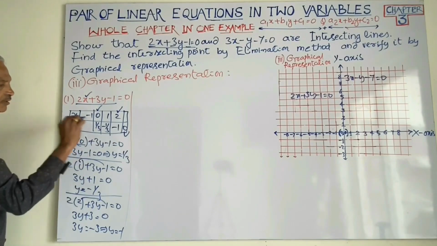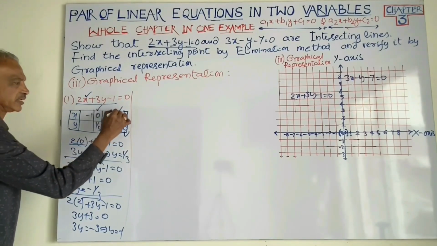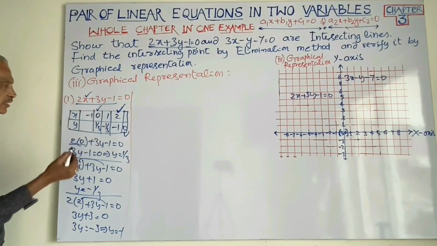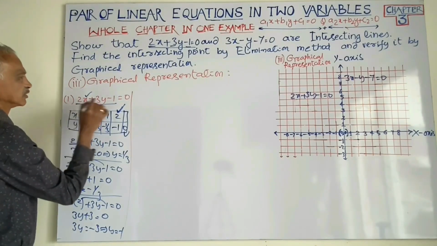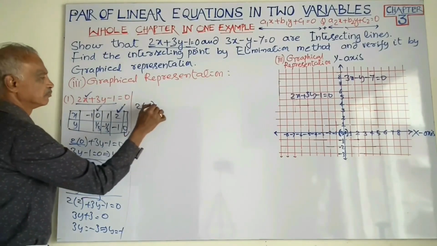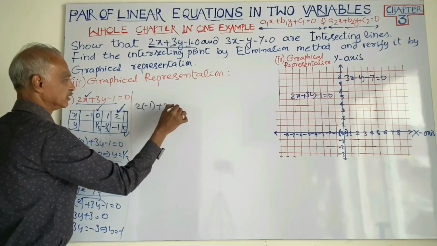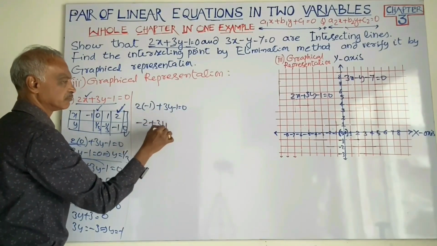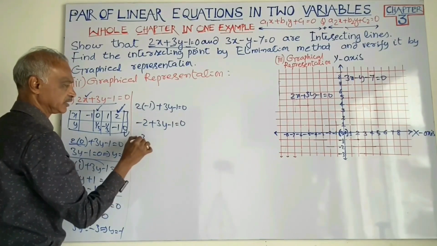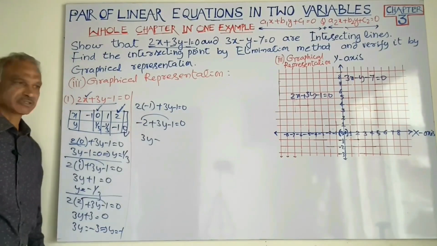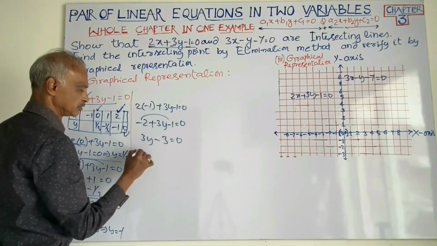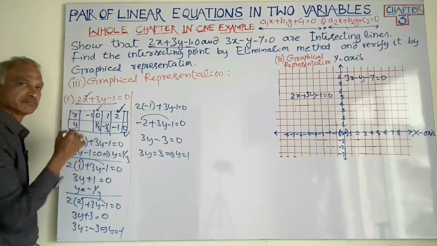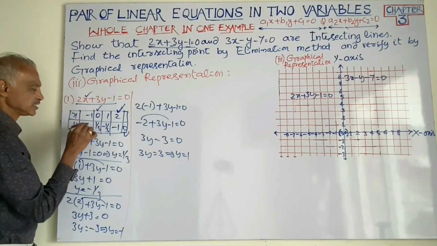There is no need to take that; you can take this point 2, minus 1, and 0, 1 by 3. You can take minus 1 and substitute: 2 into minus 1 plus 3y minus 1 is equal to 0. 2 into minus 1 is minus 2, so 3y minus 2 minus 1 is equal to 0, which gives 3y minus 3 is equal to 0. 3y is equal to 3 and you will get y is equal to 1. When you take minus 1, you are getting y as 1.